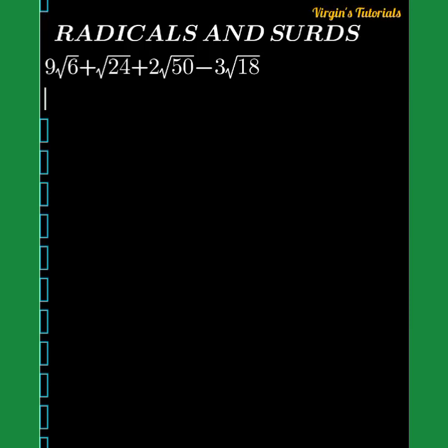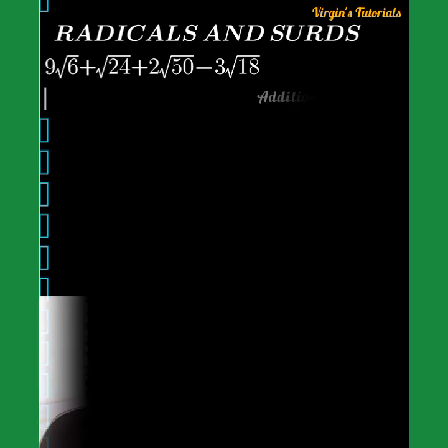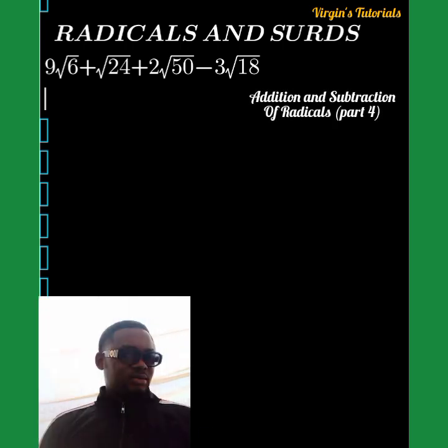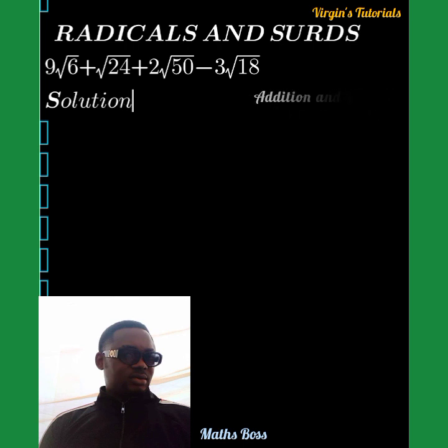In this video, we have radicals and surds. The question is 9 root 6 plus square root of 24 plus 2 root 50 minus 3 root 18. Now we have the solution. What do we do? We have to simplify these radicals.